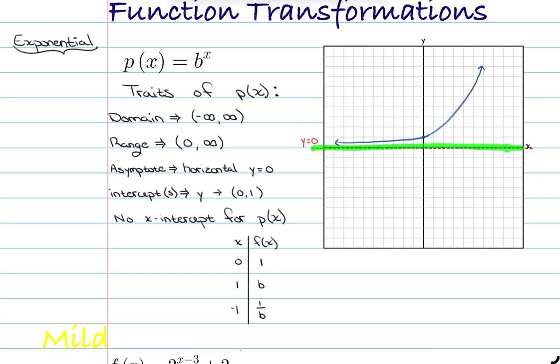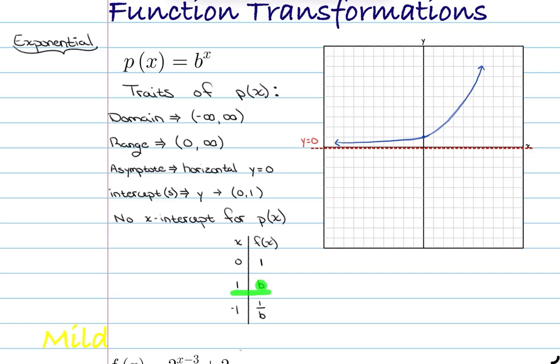Just for some reference of some points that you can come across, again, these are very generic. We'll get into some specifics when we talk about our mild, medium, and spicy examples. For the y-intercept, if you plug in a 0, you're going to get out a 1. Anything to the 0 power is 1, so that's why that point is there. And then if you plug in a 1, you're going to get out whatever the base is. Anything to the first power is itself.